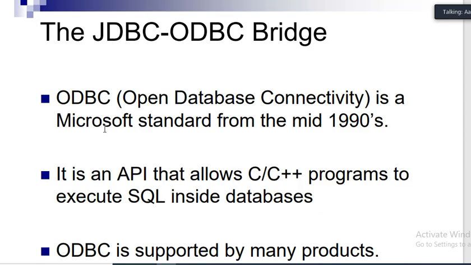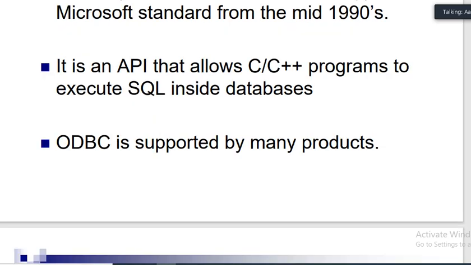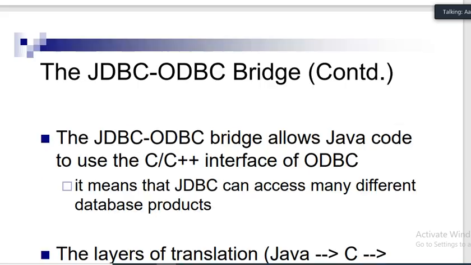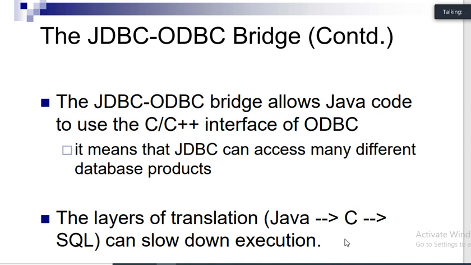Now the JDBC-ODBC bridge. ODBC, Open Database Connectivity, is a Microsoft standard from the mid-90s. It is an API that allows C++ programs to execute SQL inside the database, and it is supported by many products. The JDBC-ODBC bridge allows Java code to use the C++ interface of ODBC. It means JDBC can access many different database products. However, the layer of translation from Java to C and then SQL can slow down the execution.